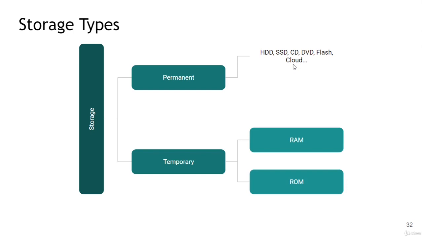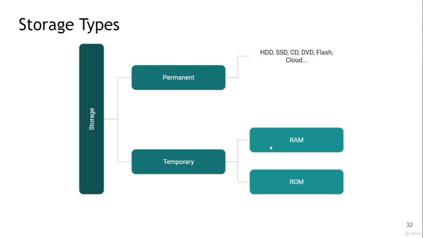Each one has a different speed. For example, HDD has lower speed, but SSD, wow, it's the new generation. It has better speed. CDs and DVDs are really low speed, flash is okay, and cloud is super in speed. It just needs an internet connection. I brought this category in here too.